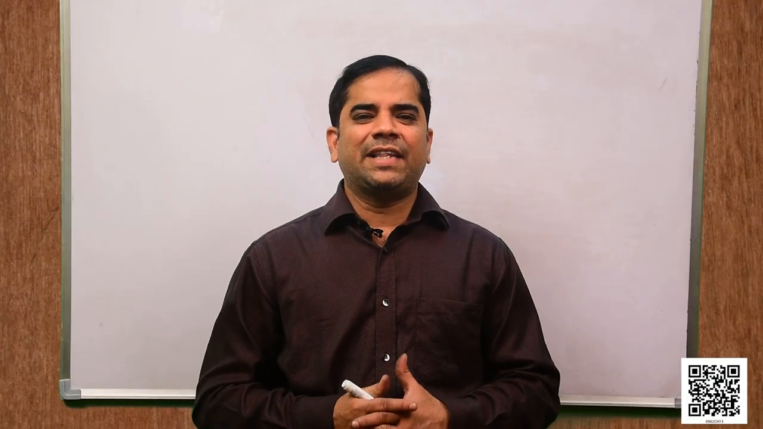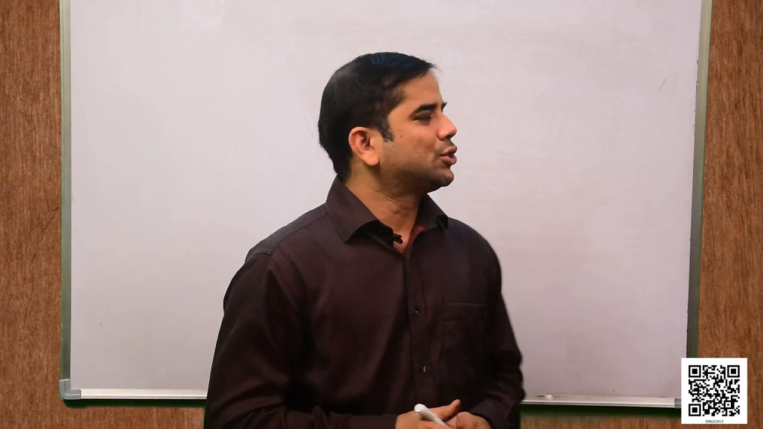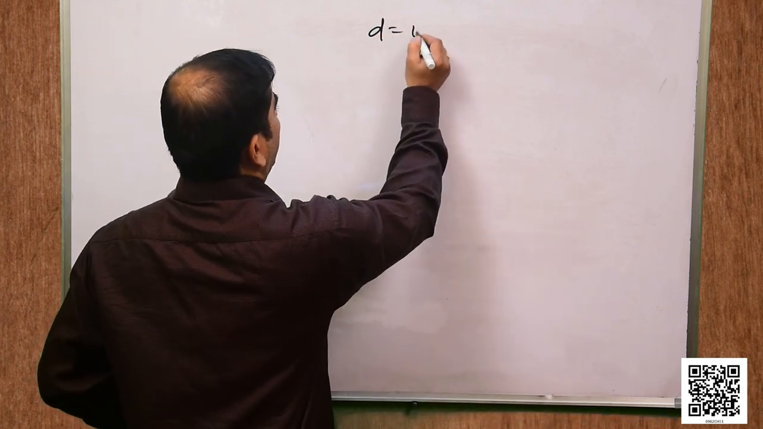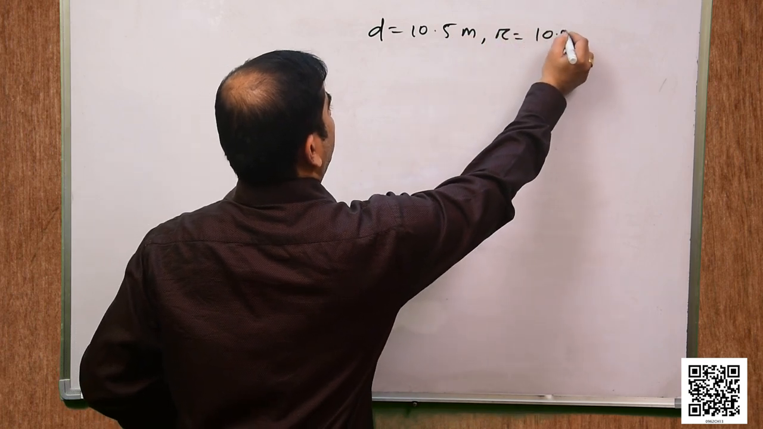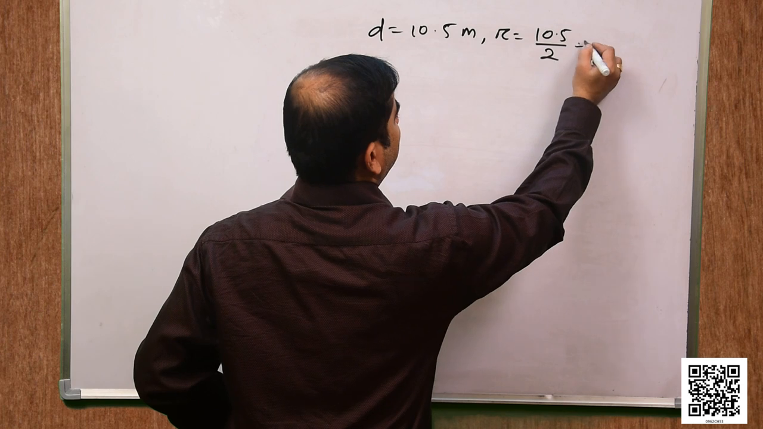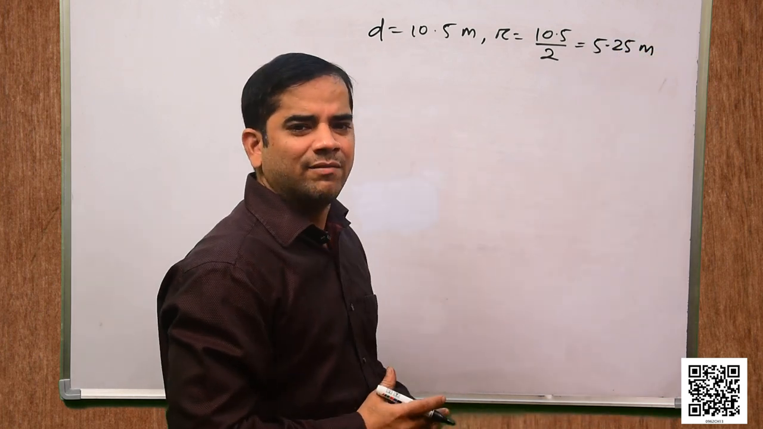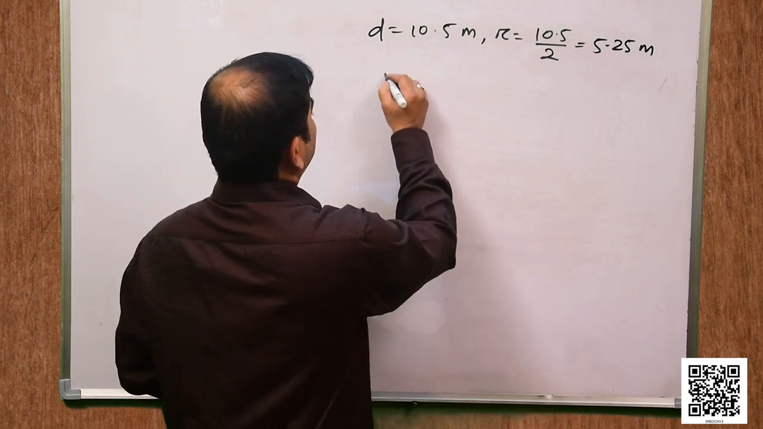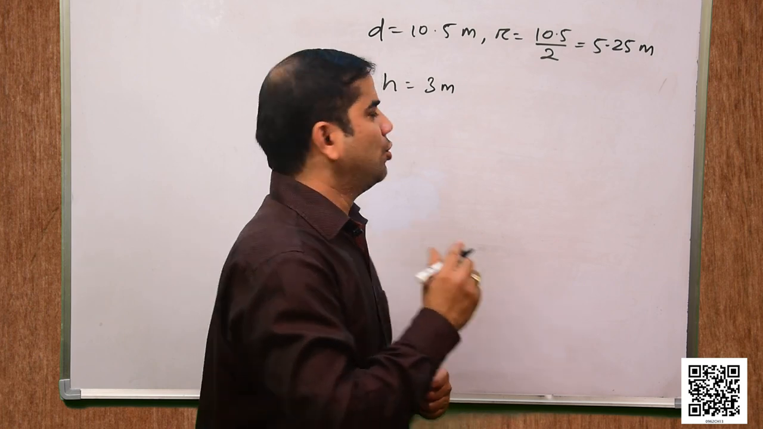Students, it is given that diameter of the heap is 10.5 meter. So, D is equal to 10.5 meter. So, R will be 10.5 divided by 2, that is 5.25 meter. Height is given that 3 meter. So, let us find the volume.